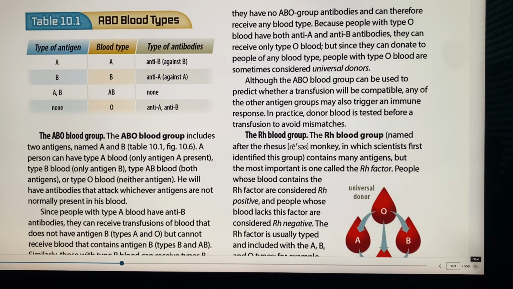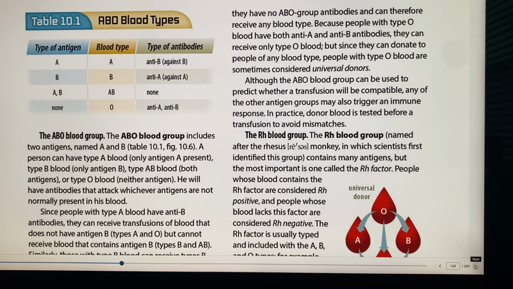We have. And the type A are anti-B. So if you have type A blood, you are anti-B. You hate B's coming in. If a B blood comes in, you're going to fight them, right?